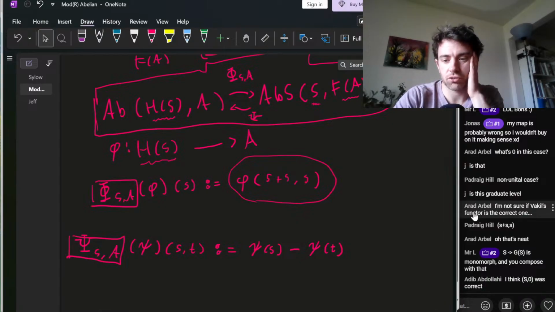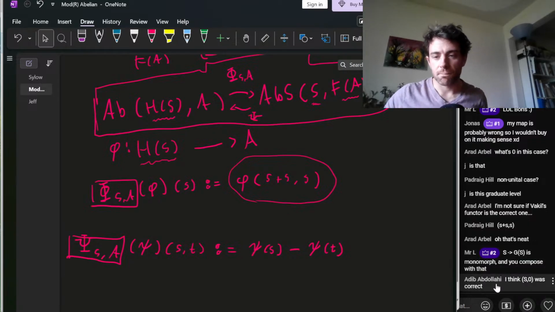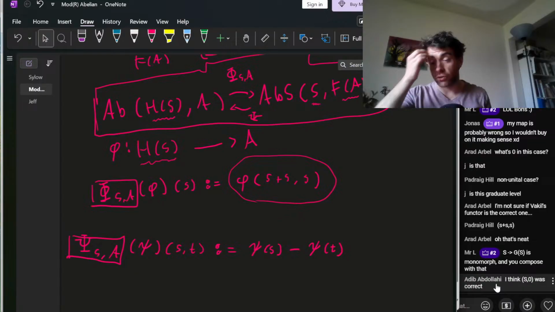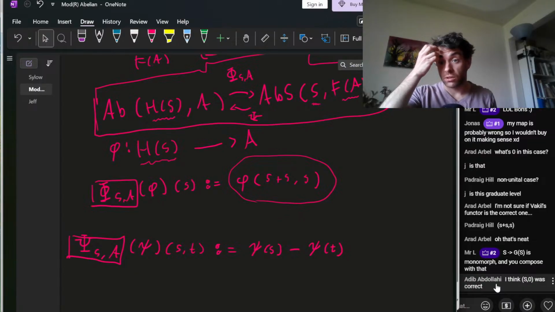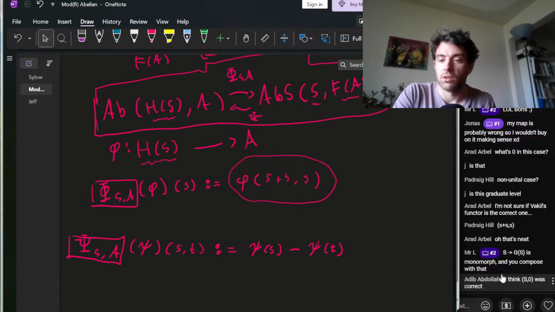I don't think S0 was correct though, because there is no 0. These semigroups are not assumed to be unital, so 0 doesn't make sense. S into GS is a monomorphism, and you compose with that.